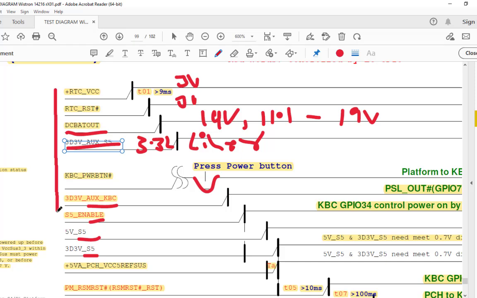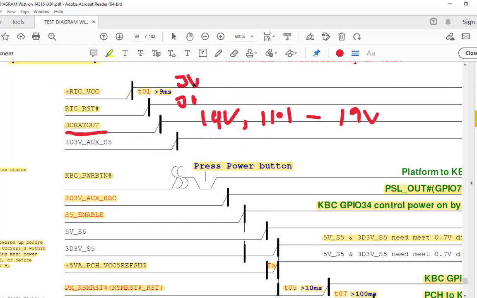So we have to check from the top. If my laptop is dead, then you have to check all the signals one after another. So in this way you have to check all the signals one by one.